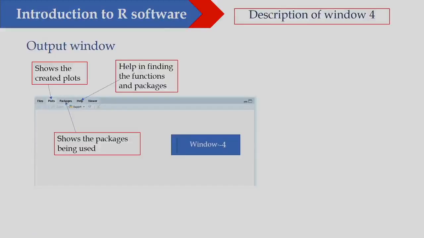Now, the output window, that is Window 4. As I said, the output window shows the created plot. Suppose you have created some plot, you can see it here. Similarly, if you want to see what packages you are using, you can go to package, and then the help button will give you help if you need any.